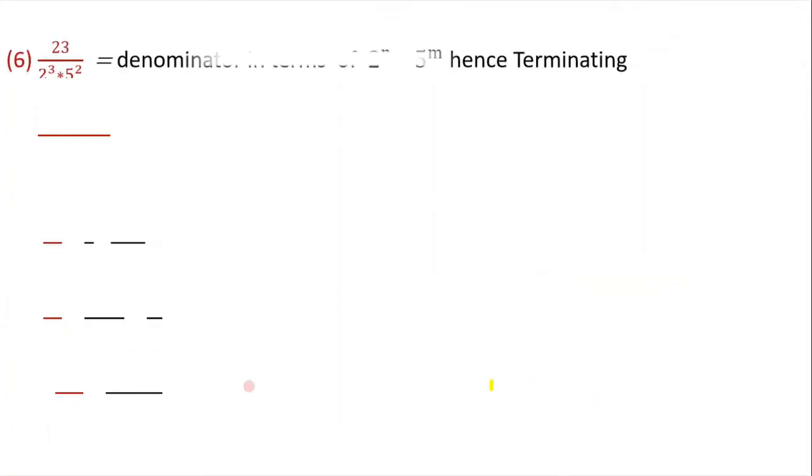Okay. Next problem, 23 divided by 2 cube into 5 square. Here, in order to balance this equation, we need to multiply with 5 on both sides. Then 23 into 5 divided by 2 cube into 5 cube, which is in the form of 2 power n into 5 power m. Hence, it has a terminating decimal expansion.